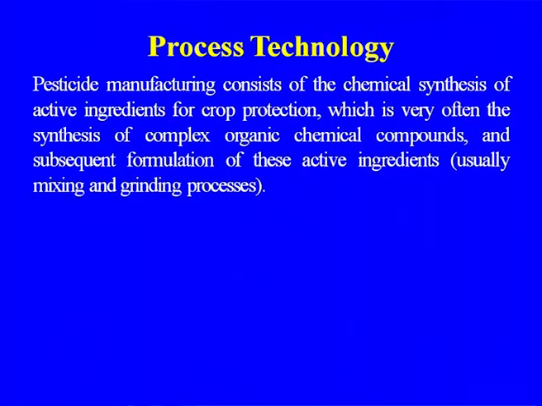Now let us discuss the process technology involved in the manufacture of the various pesticides and insecticides. Pesticide manufacturing consists of chemical synthesis of the active ingredients for crop production, which is very often the synthesis of complex organic chemical compounds, and the subsequent formulation of these active ingredients, usually a mixing and grinding process.